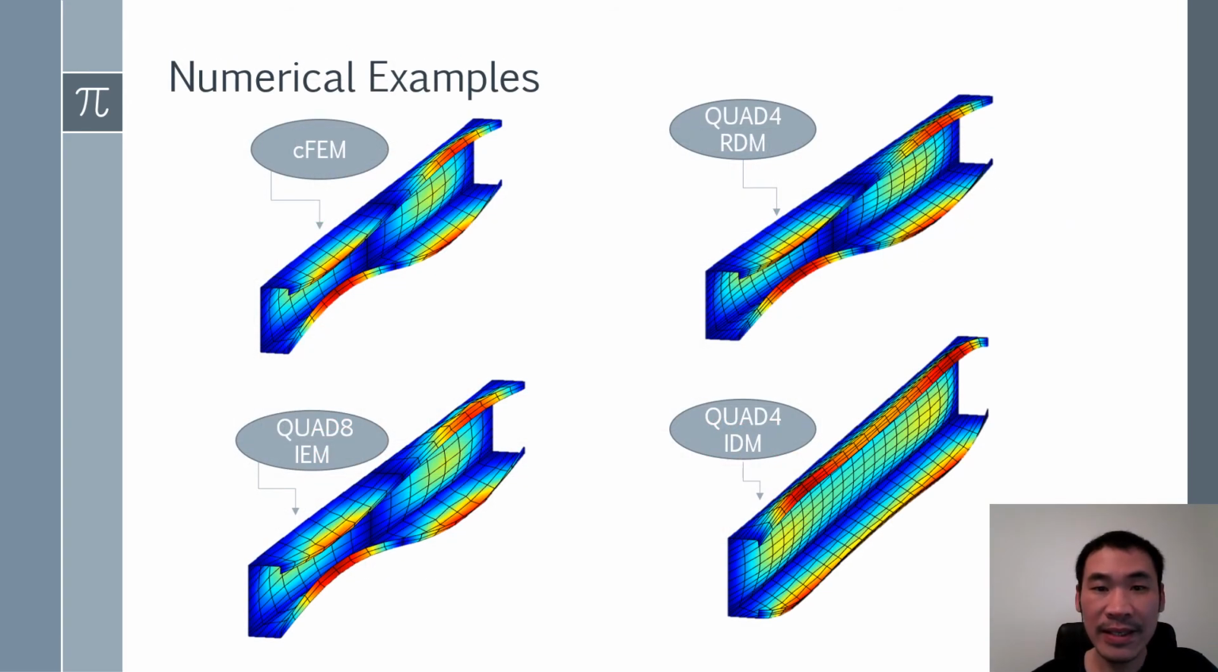Here you can see some buckle shapes of the first distortional mode of different meshing configurations. It can be seen that with quad 8 elements, the irregularity doesn't change the buckle shape compared to the original CFEM. However, with quad 4, the irregularity not only gives a big difference in terms of the load factor, but also results in a wrong buckle shape.